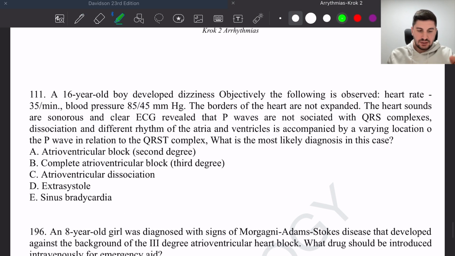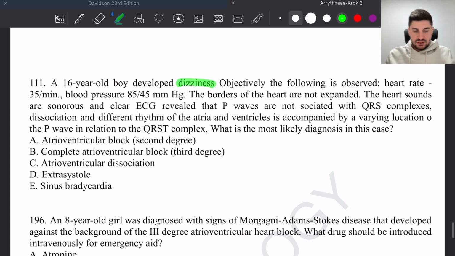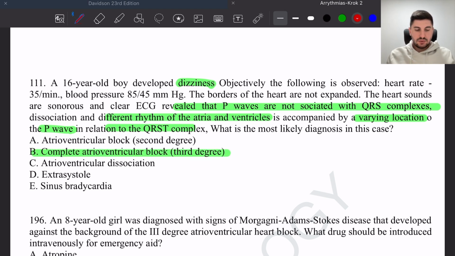Let's see some questions. Here we see the patient has dizziness, heart rate 35, low blood pressure. We see that the P waves are not associated with the QRS complexes. There is a different rhythm of atria and ventricles, with varying location of the P wave in relation to the QRST complex. So the P waves are not connected to the QRST complex. This is atrioventricular block, third degree.